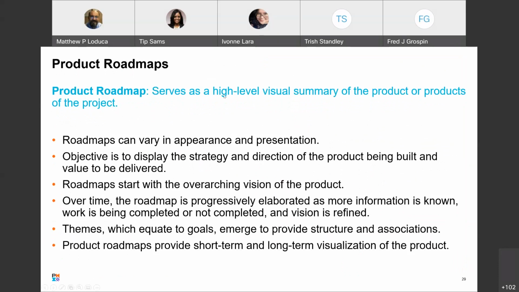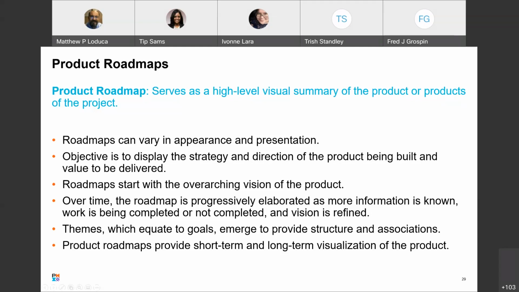So the product roadmap serves as a high-level visual summary of the product or products of the project. Roadmaps can vary in appearance and presentation. For those of you who have seen roadmaps, there's a ton of them out there. There's the S diagrams. There's just timelines. There's all kinds of different roadmaps. They might just be in a spreadsheet or whatever. Essentially the roadmap is we're going to go from here to here, and these are the steps to get there. The objective of the display is the strategy and the direction of the product being built and the value to be delivered.